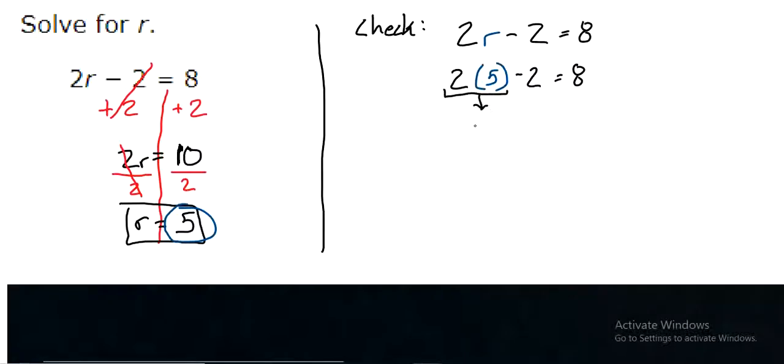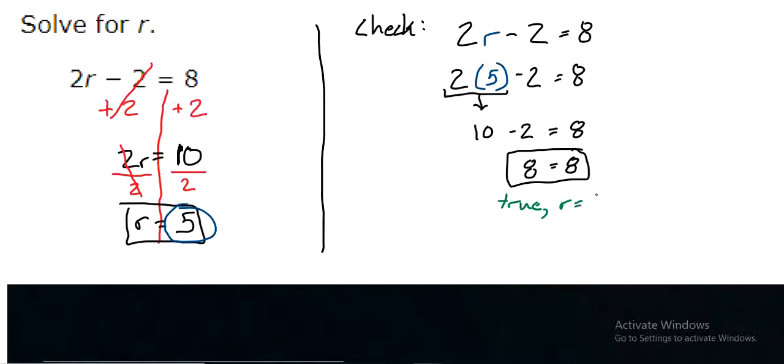Two times 5 gives me 10. 10 minus 2 gives me 8. There we go. So we would say this is true. 8 equals 8. So r equals 5 is a solution. Okay. So that one was simple enough.